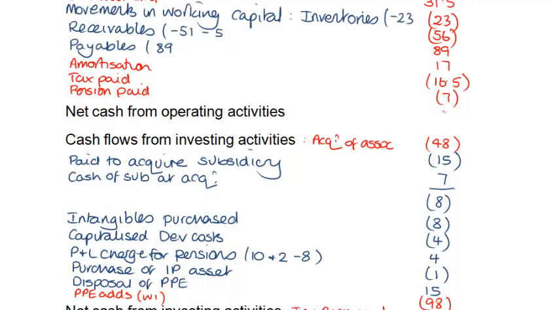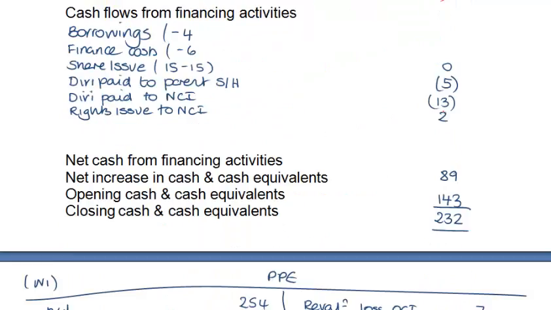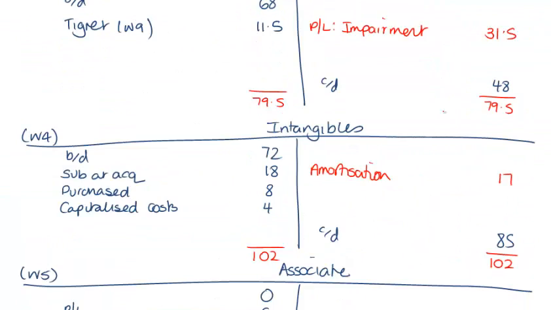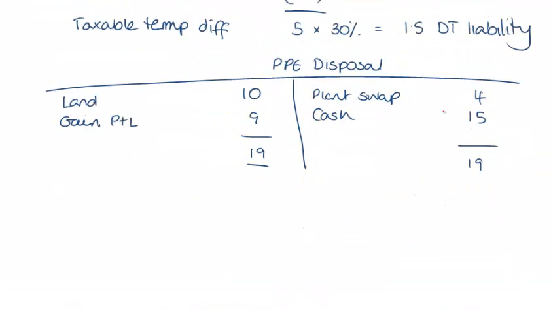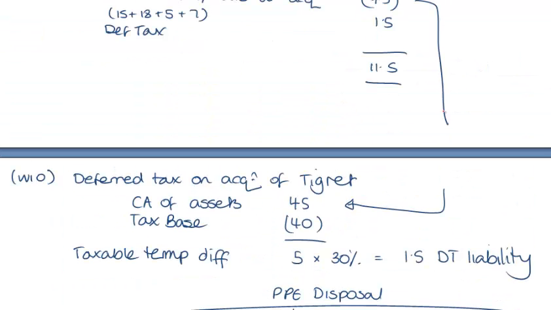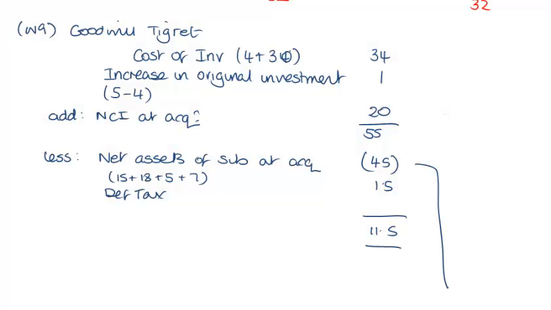Quick check. Any other workings need reviewing? We've dealt with the PPE disposal. Everything appears to have been dealt with. Don't bother to add up the subtotals for operating and investing and financing. It's not going to balance on the day. But if you have a methodical approach, then you're in with a good chance in the exam.